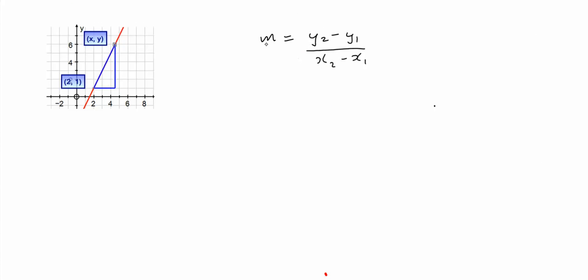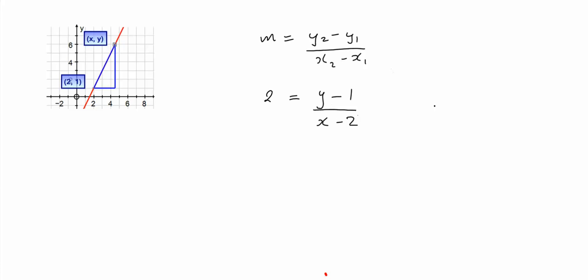Now we know that the gradient m is y2 minus y1 over x2 minus x1, so in this case our gradient is 2, and that equals, well, the 2 points are (x, y), the general point, and the fixed point (2, 1). So the y2 would be y, the y1 would be 1, the x2 would be just x, and the x1 would be 2. So we have this equation here.